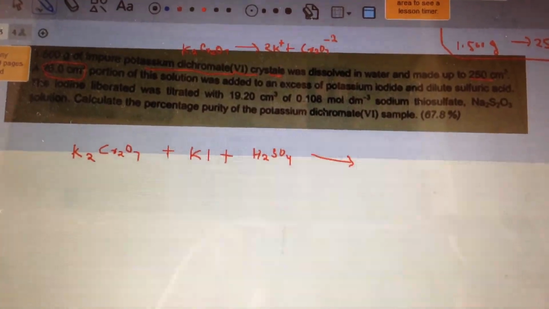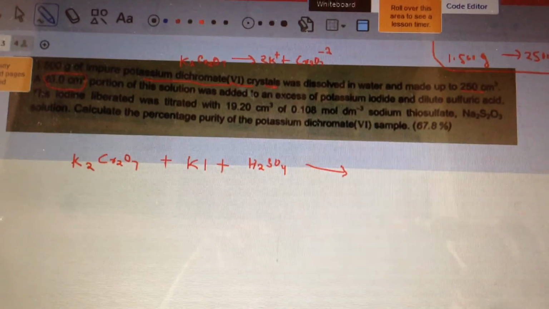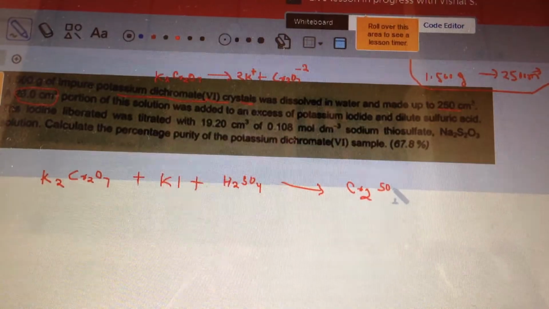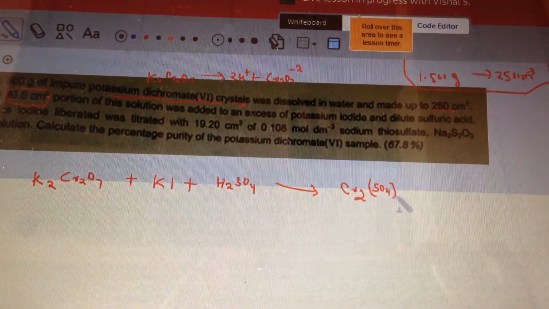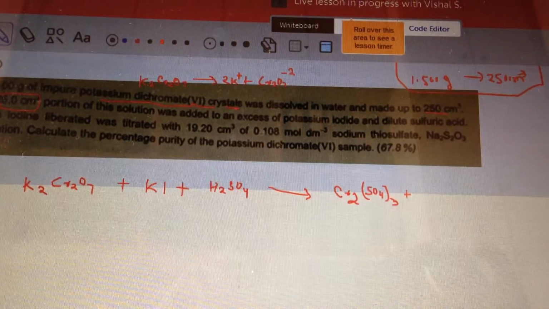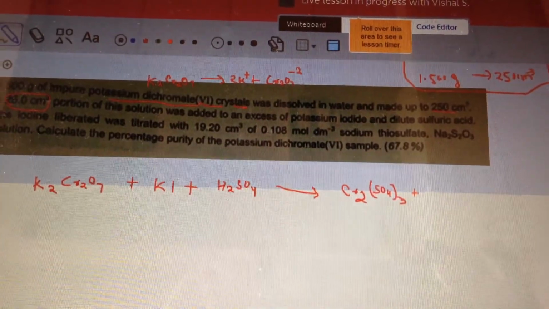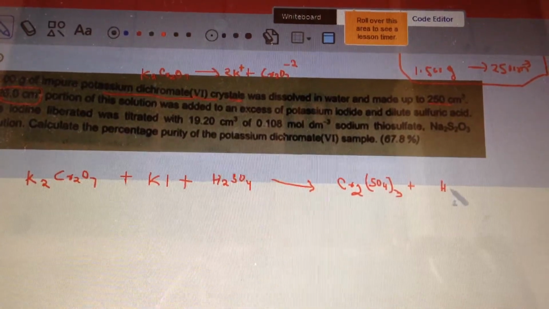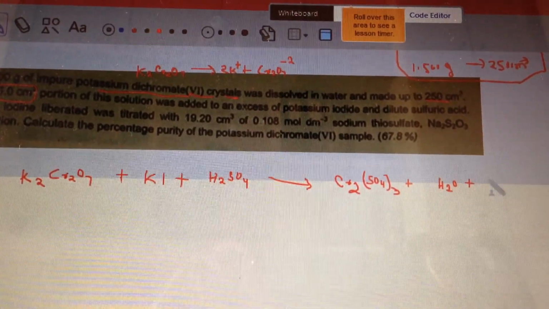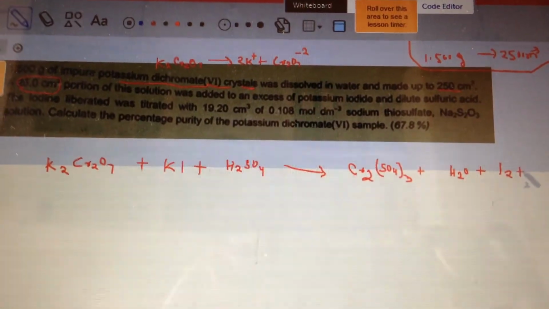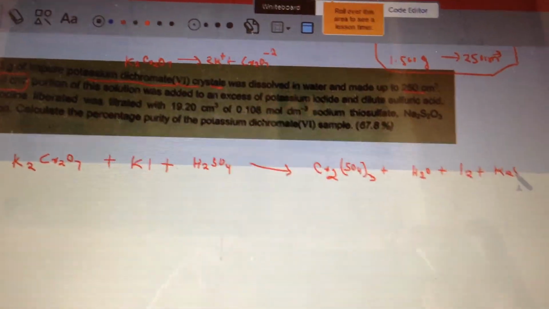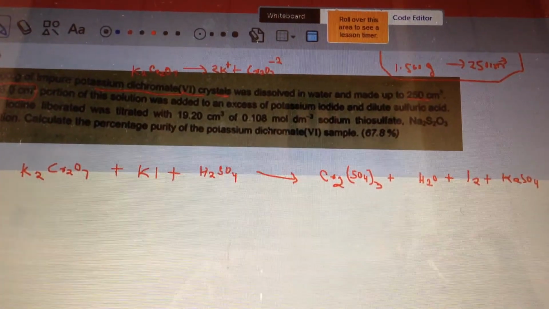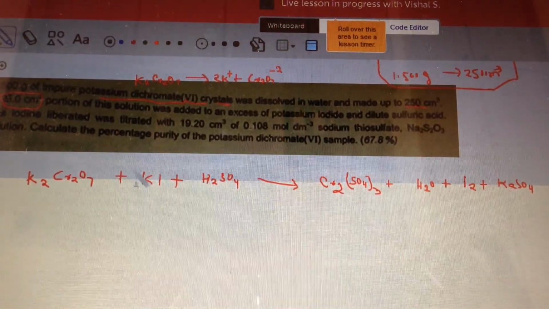So that actually makes Cr2(SO4)3 plus water plus iodine. Obviously it's going to be water here, plus it's going to be iodine and K2SO4. If I balance it, you have 6 there.